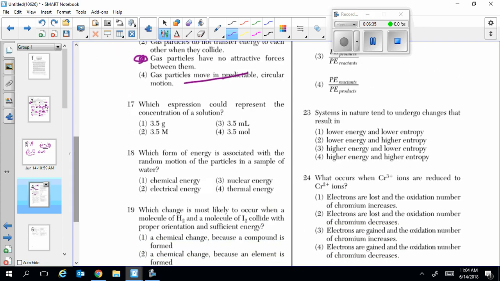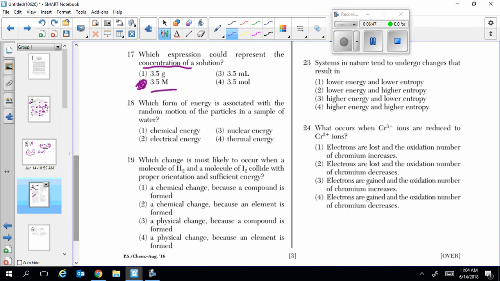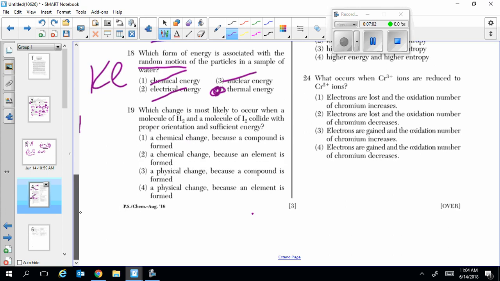All right. Which expression could represent the concentration of a solution? So how concentrated something is, go look at Table T. Molarity expresses concentration. Which form of energy is associated with the random motion of molecules? Molecules moving, that's kinetic energy. So that's not chemical, that's not electrical, it's not nuclear. Ooh, that's related to temperature, which is related to heat, which is related to thermal energy.